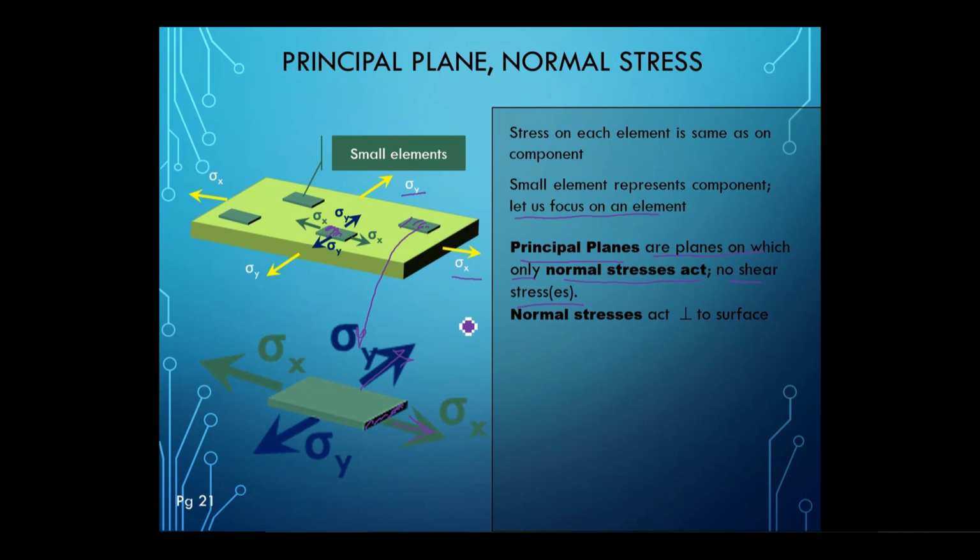Is this clear to you guys? How do you define the principal planes? ये चीज क्लियर है? Yes, sir, समझ आ गई है. All right.